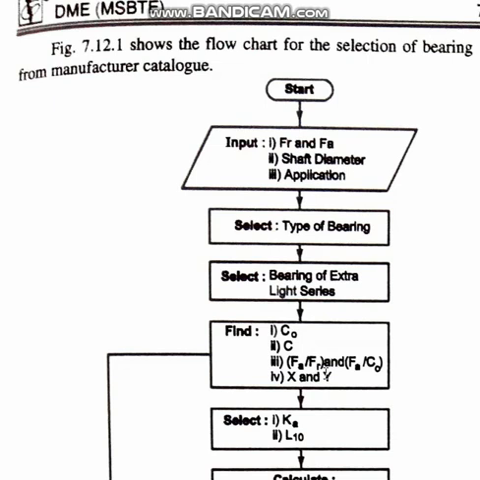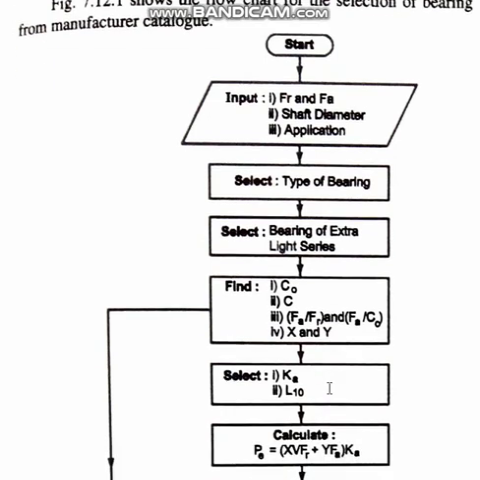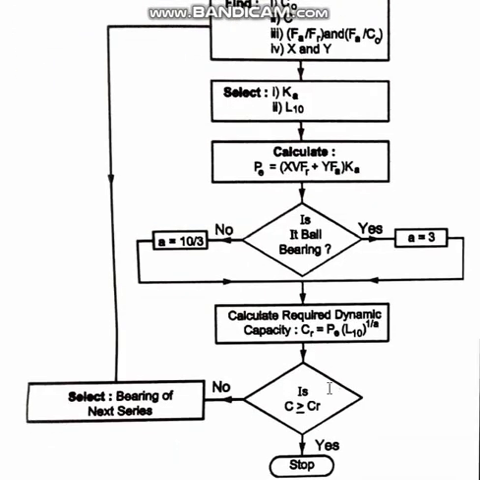Okay, this FA upon FR ratio or FA upon C0 ratio. Then you have to choose X and Y. Then you have to select KA and L10. These things you have to select. Then you have to calculate this equivalent load PE with this formula.